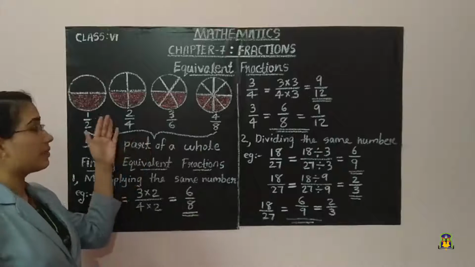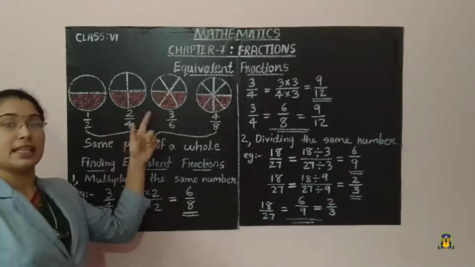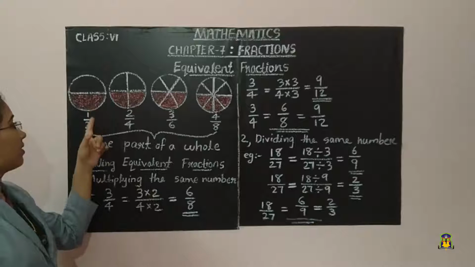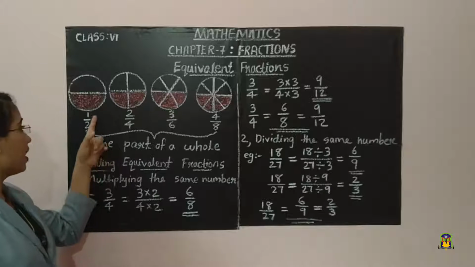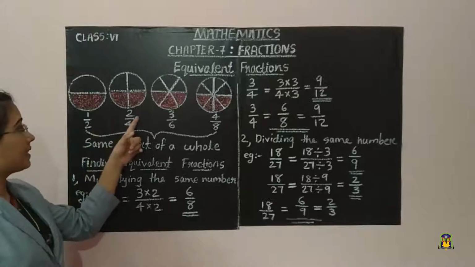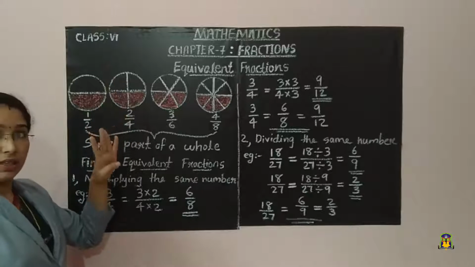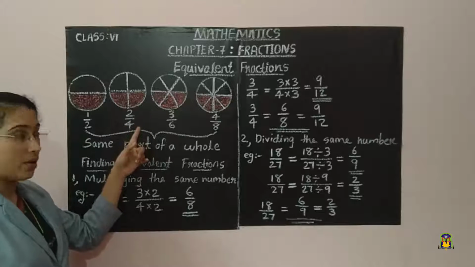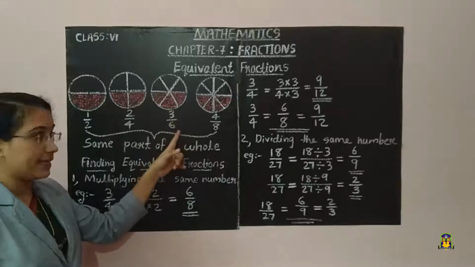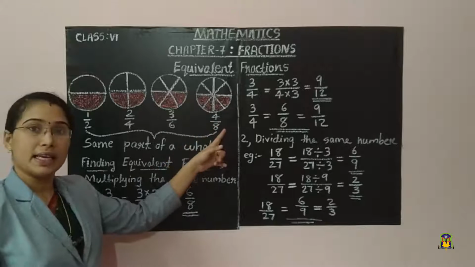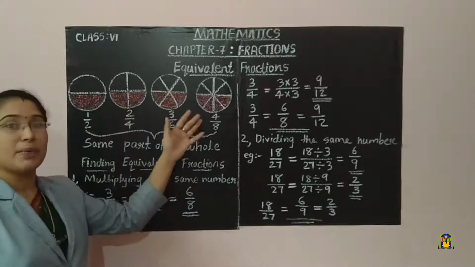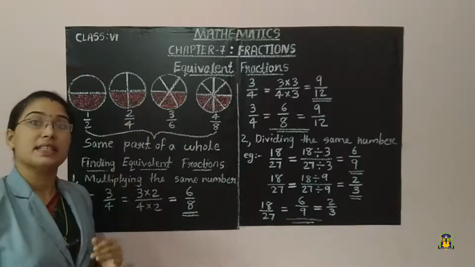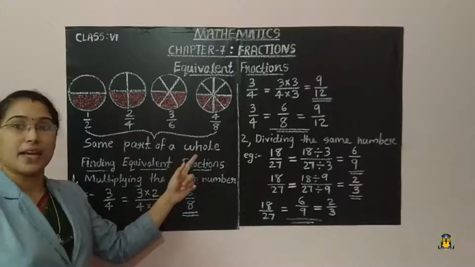Here you can see some circles. The same circle I divided in different ways and here you can see the fraction of the first circle is 1 by 2. Then the second figure, total 4 parts and we have taken 2 parts, so 2 by 4. Then here 3 by 6 and 4 by 8. Here all the images are different but the fractions represent the same part of a whole.